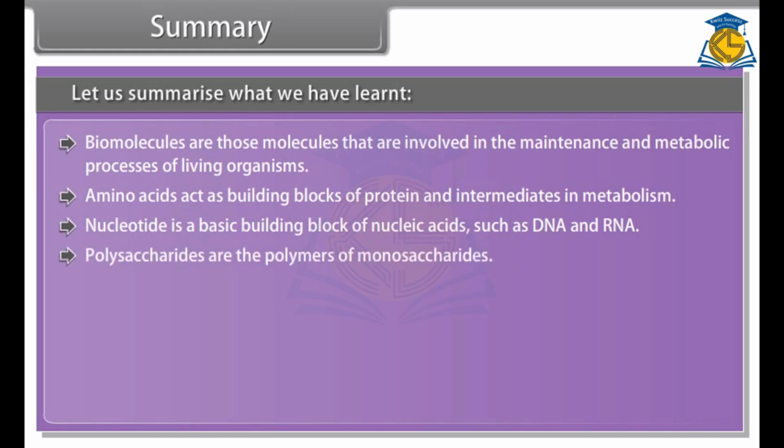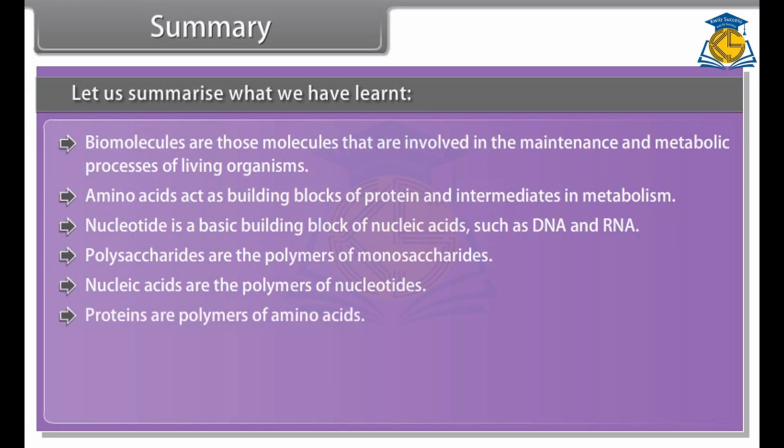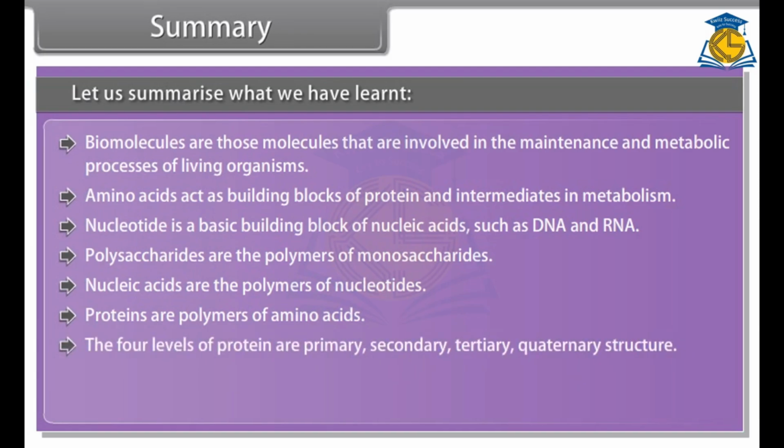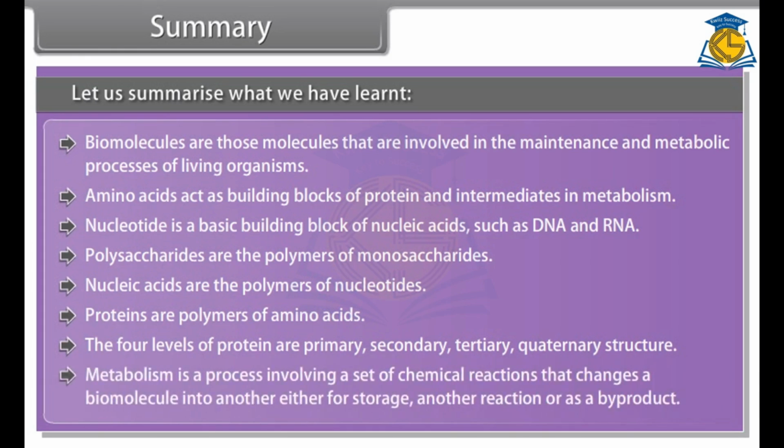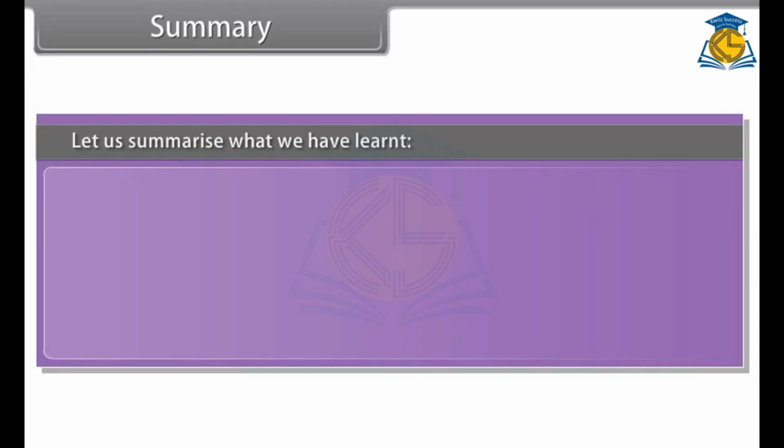Polysaccharides are the polymers of monosaccharides. Nucleic acids are the polymers of nucleotides. Proteins are polymers of amino acids. The four levels of protein structure are primary, secondary, tertiary, and quaternary. Metabolism is a process involving a set of chemical reactions that changes a biomolecule into another, either for storage, another reaction, or as a byproduct.